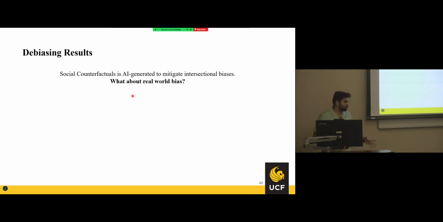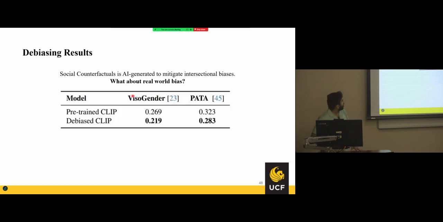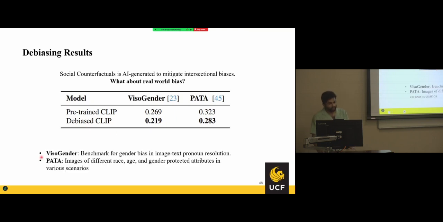Some other results. Since we know that these images are synthetic, what about real world bias? The authors also test on the VisoGender and PETA data set, and using the pre-trained model we have a higher skew value, whereas after the debiasing training we have a lower skew value. The VisoGender data set focuses mainly on gender using image text pronoun resolution, whereas PETA contains images of different races, genders and ages.